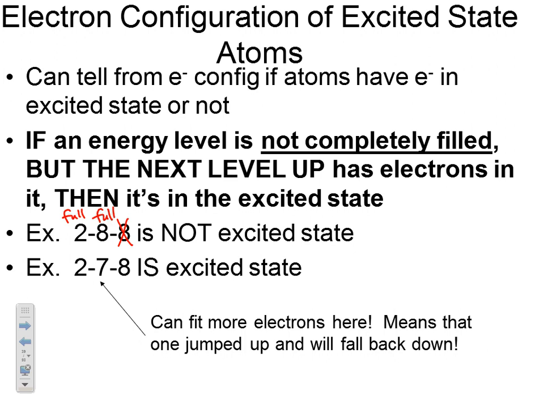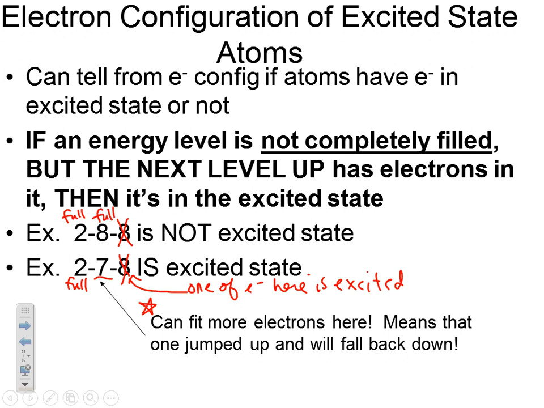But 2-7-8, this is an excited state configuration. Again, I don't look at the last shell, but I look at everything that comes before it. The first shell has 2 electrons, so that's full. But that second shell, notice this arrow right here, it's not full. I can fit 1 more electron in the second shell. So it means that one of the electrons here is excited, and it doesn't actually belong in the third shell. And ultimately that excited electron is going to return to that open position in the second shell, and give off light in the process of doing that. So 2-7-8 is an excited state electron configuration.